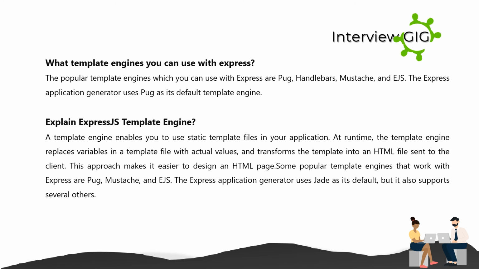What template engines can you use with Express? The popular template engines which you can use with Express are Pug, Handlebars, Mustache, and EJS. The Express application generator uses Pug as its default template engine. Explain the ExpressJS template engine. A template engine enables you to use static template files in your application. At runtime, the template engine replaces variables in a template file with actual values, and transforms the template into an HTML file sent to the client. This approach makes it easier to design an HTML page. Some popular template engines that work with Express are Pug, Mustache, and EJS. The Express application generator uses Jade as its default, but it also supports several others.